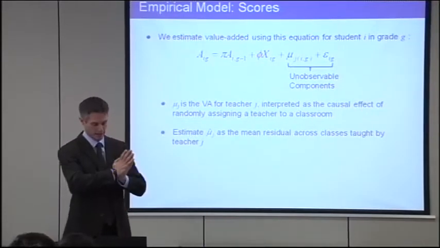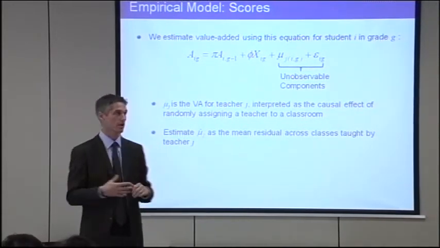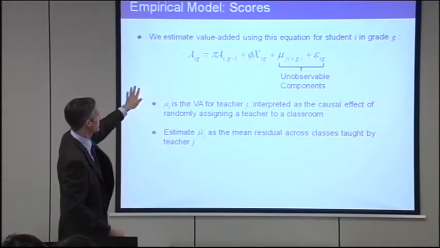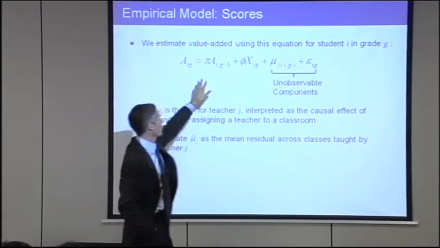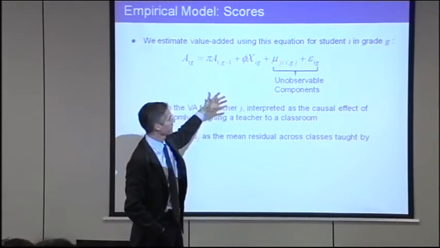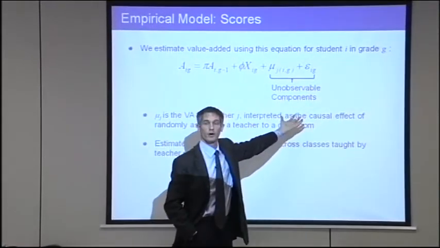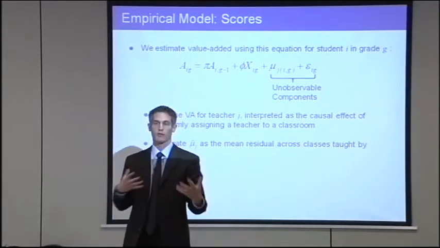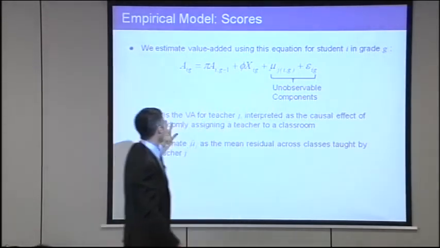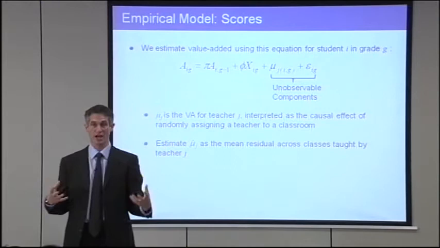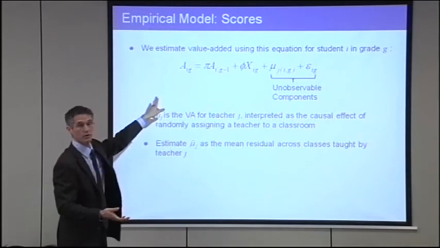So here's getting into the technical part of the talk. We're estimating value added using the following kind of regression equation. So we have the student's test score, achievement for student i in grade g. We're going to control for their prior test scores, and we'll do that in a flexible way. We'll control for a bunch of other characteristics. And then what's left over? You can think about there being two unobservable components that are left over. This term mu here, mu j, we'll say that's the value added for teacher j. That's the impact, the causal impact of that teacher on this student's test score this year.